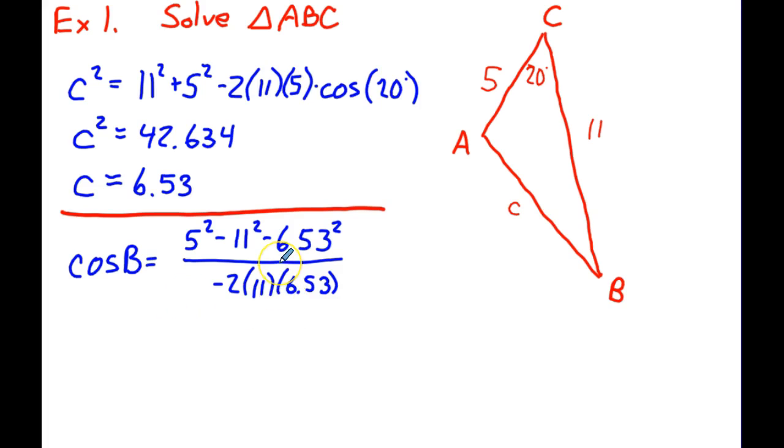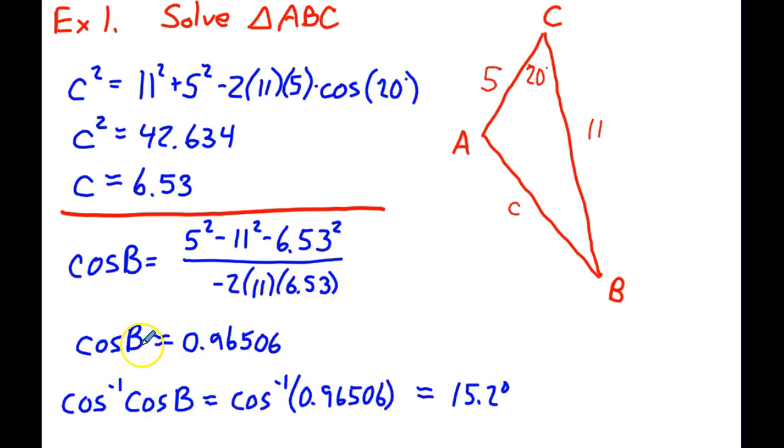So first simplify the right side of the equation, and then we're going to take the inverse cosine of that result. So the cosine of B is approximately 0.96506. Then to get B isolated by itself, we have to take the inverse cosine of each side of the equation. And if we do that, we get approximately 15.2 degrees for the measure of angle B.